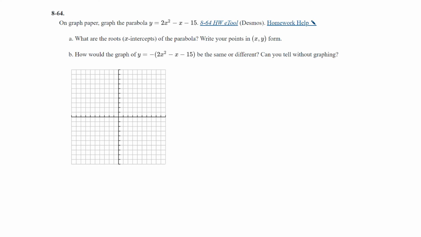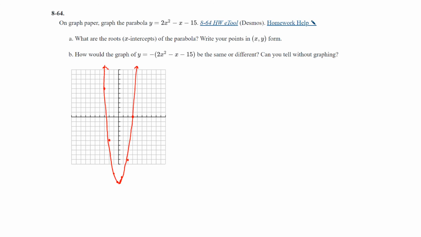Question 64. On graph paper, graph the parabola y equals 2x squared minus x minus 15. And then we're going to answer some questions. So my suggestion is you can plug that into Desmos so you can get the graph, or use your graphing calculator. Alright, I went ahead and used the graphing calculator on my side to graph it. Now the vertex on my graphing calculator didn't come out exact. So I'm not saying that the lowest point is at negative 15. That was just the lowest on the calculator. So it goes a little bit lower at some point there as well.